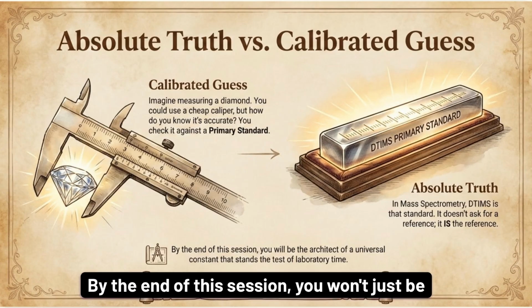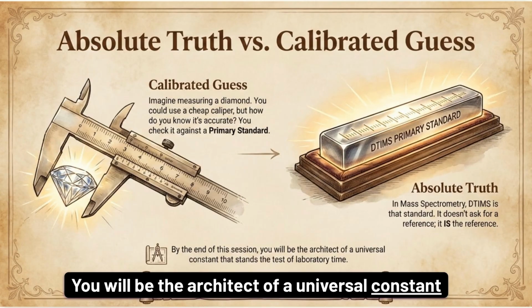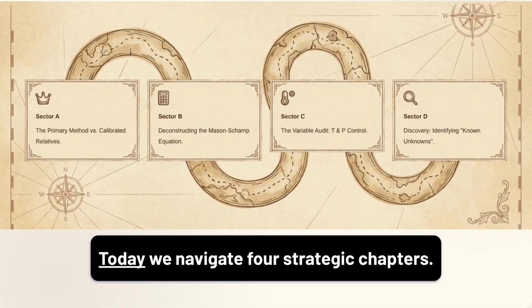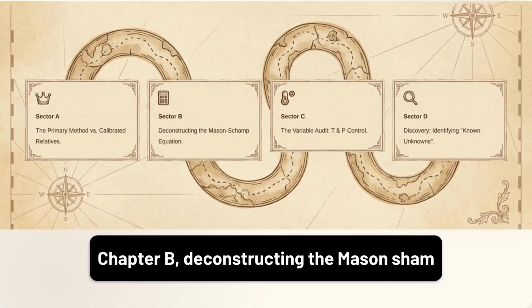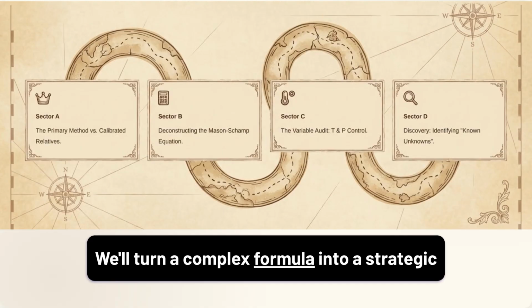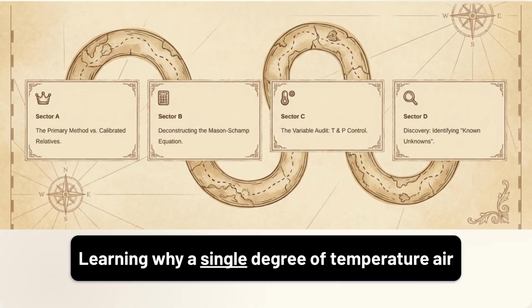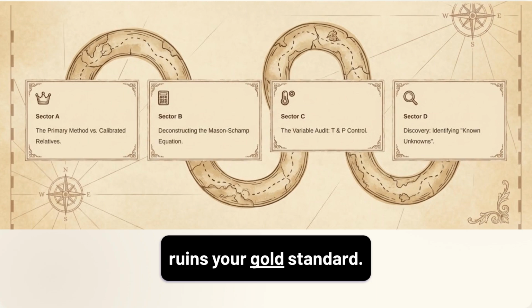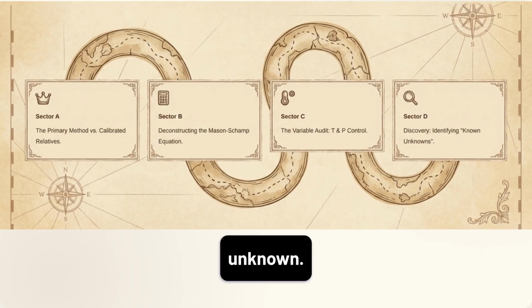By the end of this session, you won't just be looking at numbers on a screen. You will be the architect of a universal constant that stands the test of time. Today, we navigate 4 strategic chapters. Chapter A, the primary method, why the drift tube is the boss. Chapter B, deconstructing the Mason-Champ equation. We'll turn a complex formula into a strategic weapon. Chapter C, the variable audit, learning why a single degree of temperature error ruins your gold standard. And finally, Chapter D, identifying the known unknown, how to identify a molecule you've never seen before.